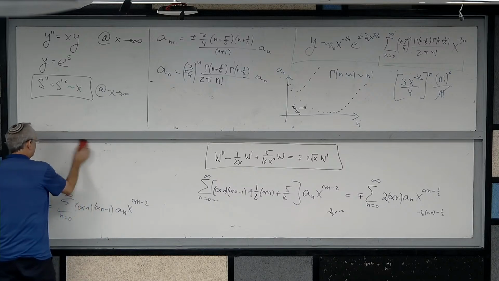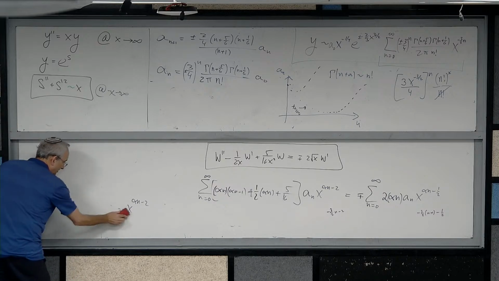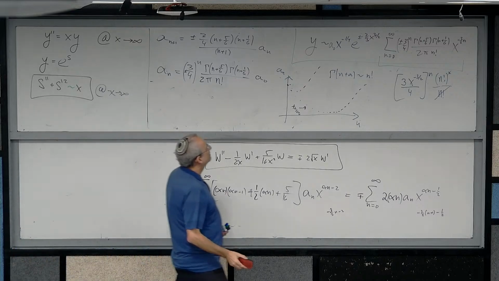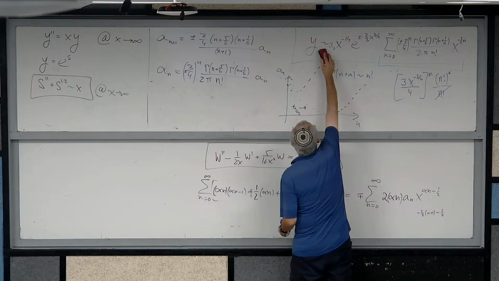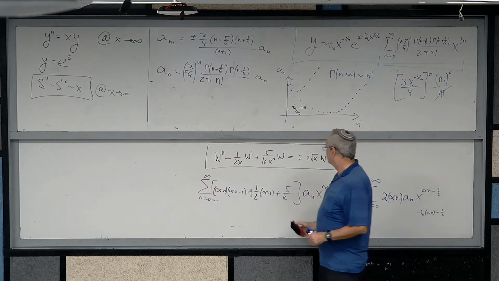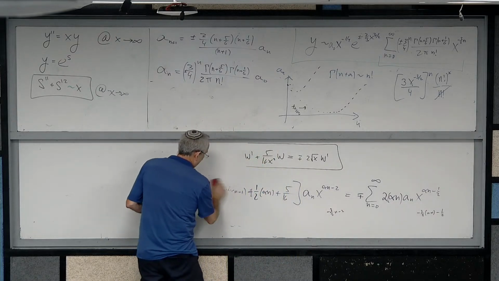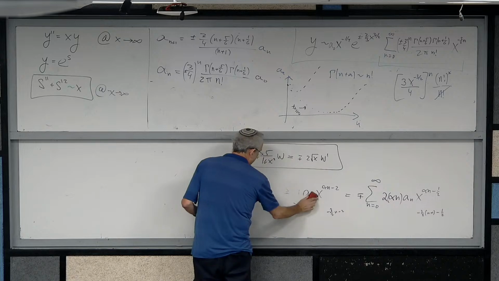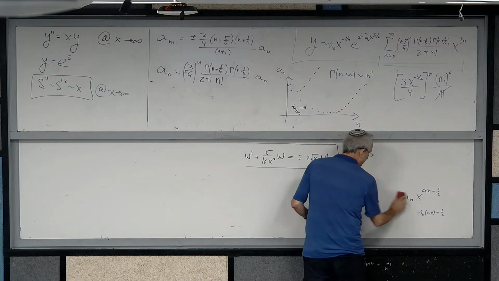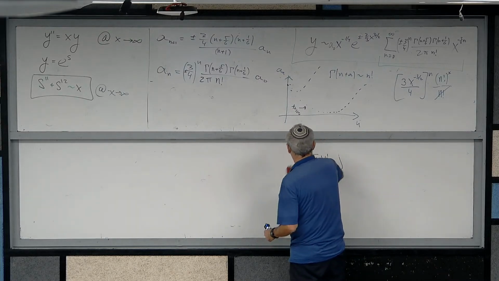And to understand that, we have to explain what we meant when we put the asymptotic equal sign here. So this is something that we have to clarify. Welcome to the realm of asymptotic series.